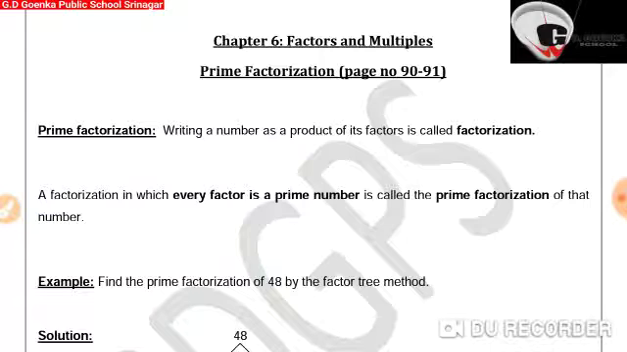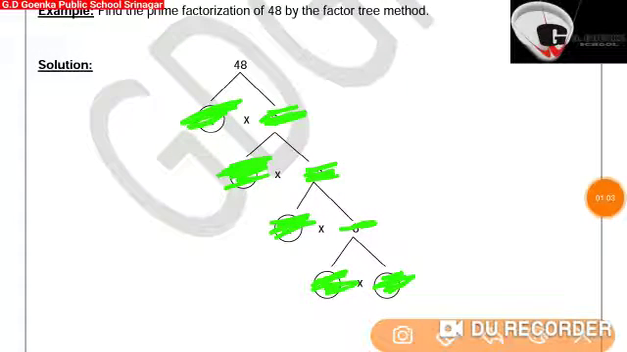For example, we have to find the prime factorization of 48 using the factor tree method. Let's see how we can do that. 48 is a composite number, so we'll factorize it. Taking the smallest prime number, that is 2, 48 is divisible by 2 as the digit at one's place is an even number. So, what should be multiplied by 2 so that our product is equal to 48? Obviously, 2 times 24 is 48. So, 48 is factorized into 2 and 24.